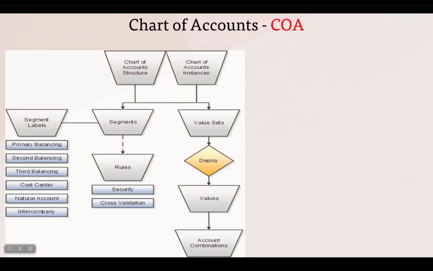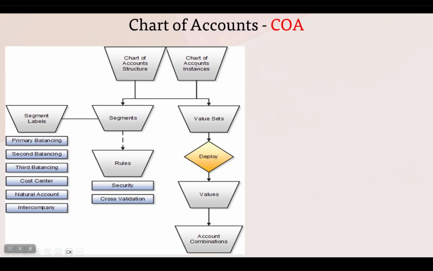Chart of accounts. As you know, we have chart of accounts instance and structure. The instance consists of value sets, segments, values, and combinations. After you create the values, you can create account combinations, either manually or automatically. For the chart of accounts structures, we define the rules, the security, cross validations, the segment label, the order of the sequence, and the delimiter or separator between the segments.